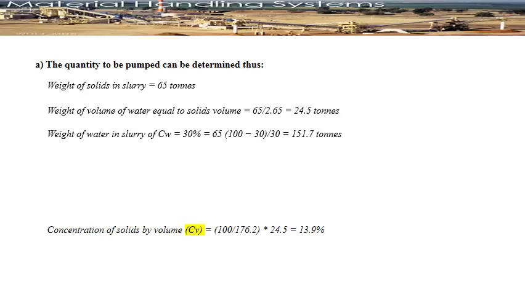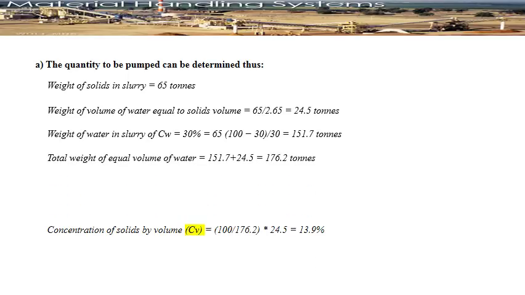The weight of the water in the slurry, we had this one, CW, is given as 30%. So to find the tons of the weight of the water in the slurry, we are going to do the 65, which is the solid weight in the slurry, multiplied by 100 minus 30, which is the concentration, divided all by 30. So we are going to have 151.7 tons.